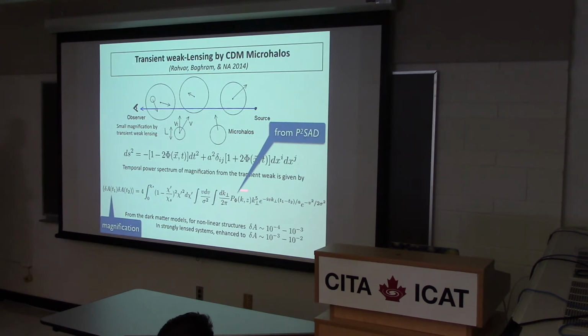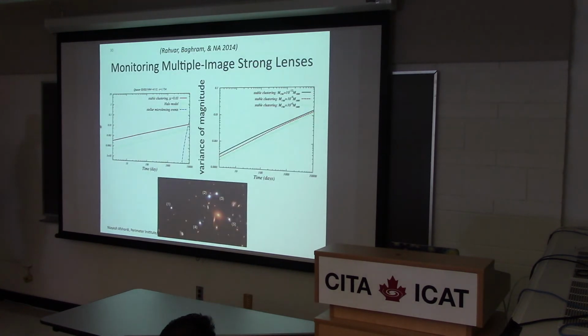And this is the formula which relates the temporal power spectrum of the magnification, which is the brightness of your source, with the power spectrum of dark matter, or all the stuff along the line of sight. You don't have to worry about the details. The point is that the P2SAT predictions would go in here. And this is what you observe when you observe cosmological sources.